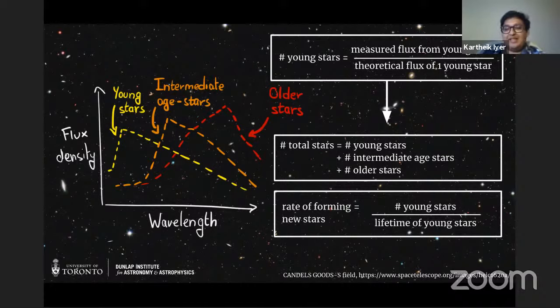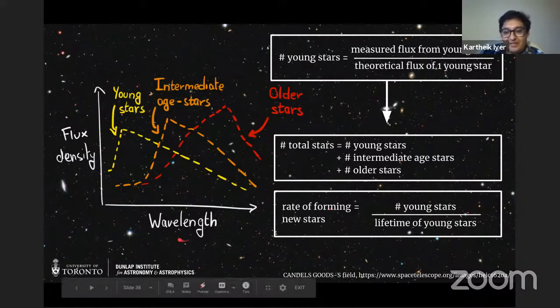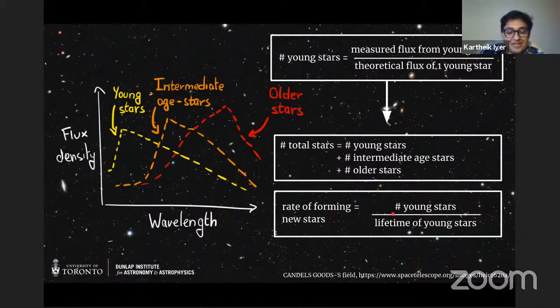Question number three, the rate at which a galaxy is forming new stars, can also be answered by basically the same framework. Except now the only thing you're doing is you take the number of young stars and you divide that by the lifetime of young stars to find out the rate at which these young stars are being produced. So this allows you to answer questions two and three.